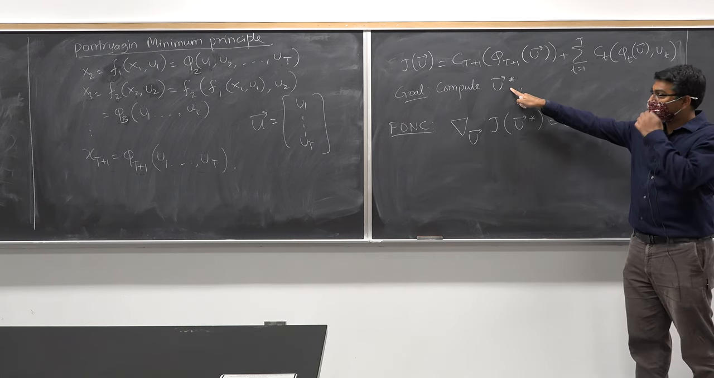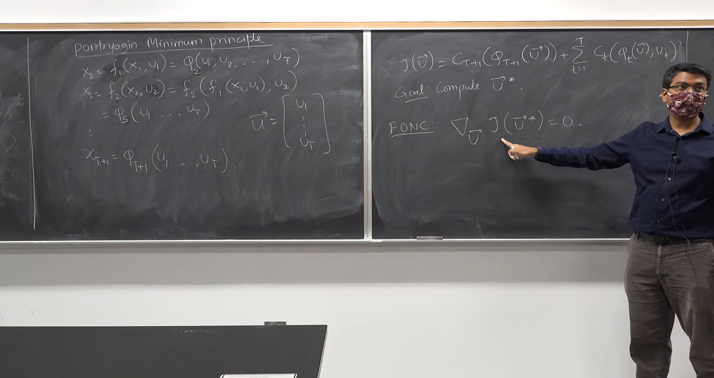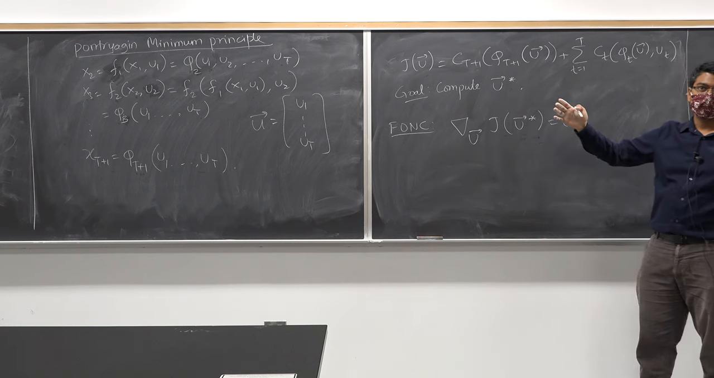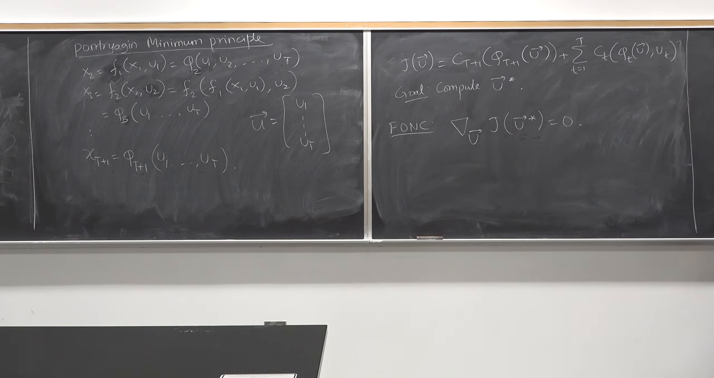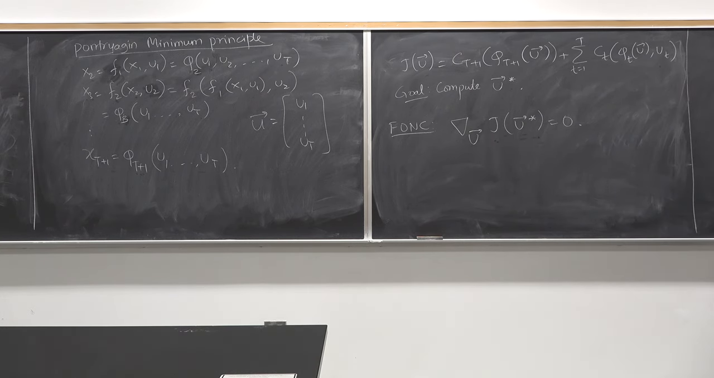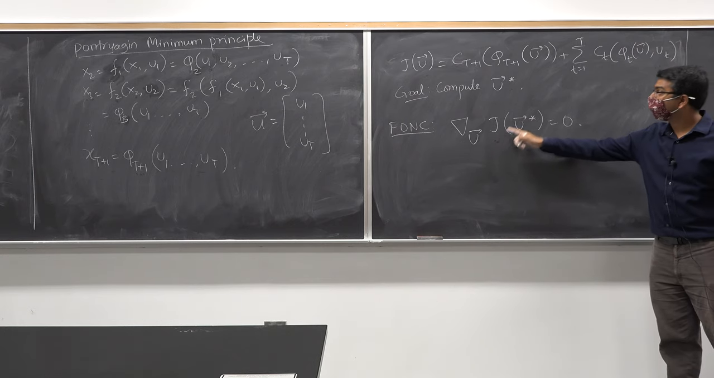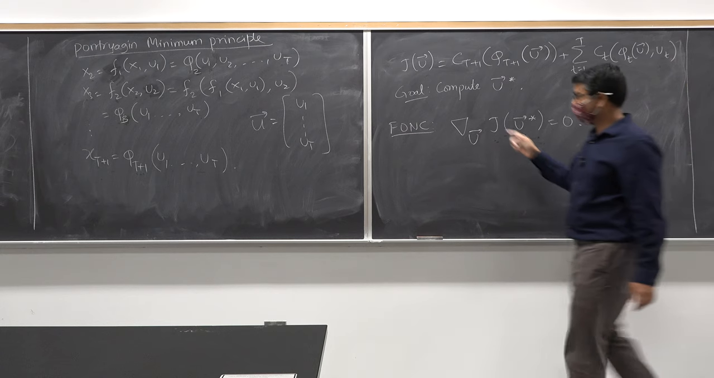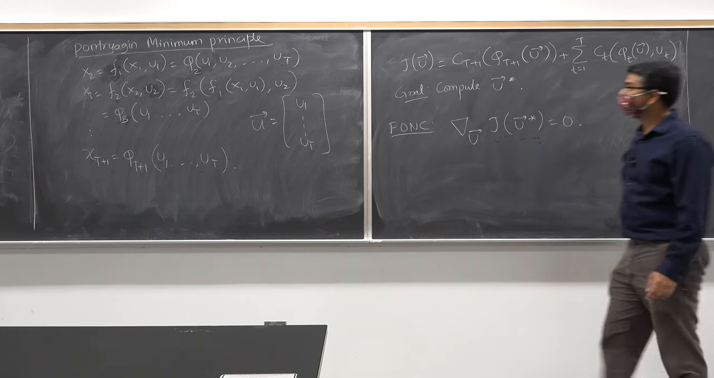So I want to compute u star. I can run gradient descent algorithm to compute a point that satisfies first order necessary conditions for optimality. In order to run gradient descent, what do we need? We need to be able to compute gradient of J with respect to u. Now if I look at this expression and I have to compute the gradient, it seems like a very complicated task, right? But we are going to come up with a simple way of computing this gradient so that we can run gradient descent algorithm and be able to minimize this J of u.